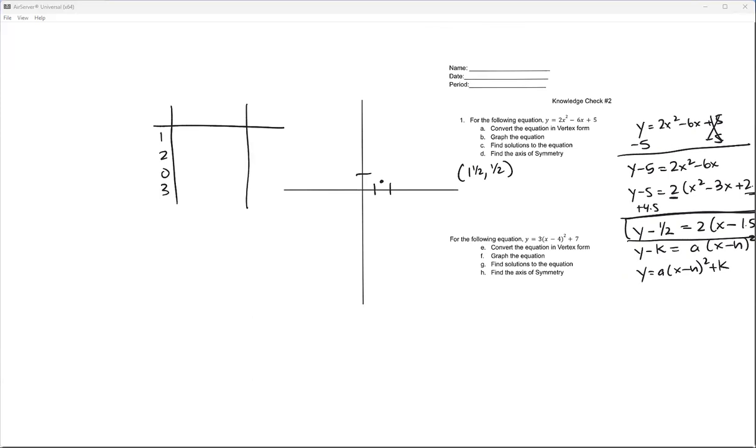So y is equal to 2x squared minus 6x plus 5. So 2 times 1 squared minus 6 times 1 plus 5. 1 squared is 1, times 2 is 2, minus 6 plus 5. Negative 4 plus 5 would be 1. So remember, the y value for 1 is going to be the same as the y value of 2. And then if we plug in 0, it's going to be 5. And if we plug in 3, it's also going to be 5. So 2, 3, 4, and 5, and 5 here. So this is your graph here.